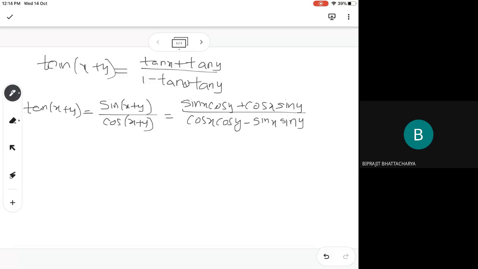So we want to convert this into the form of tan. You convert this into the form of tan.